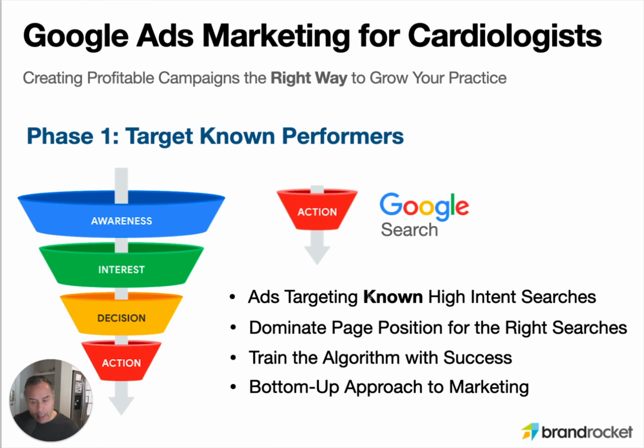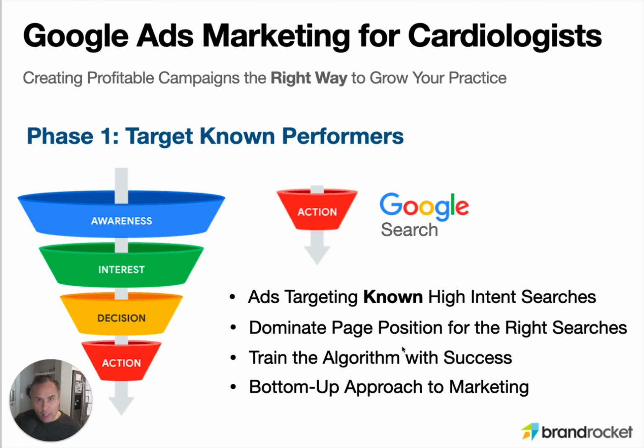So we are targeting known high intent searches. Okay. We're dominating a page position for the right searches that we know, because we know what works in cardiology. We train the algorithm with that success. Those success signals, phone calls that last a certain amount of seconds, form submissions, bookings, that's all success. And we measure all of that. And it's really important. That's why I talked about conversions in the very beginning of this series. Really, really important to make sure you're measuring that stuff. Okay, I can't stress that enough.